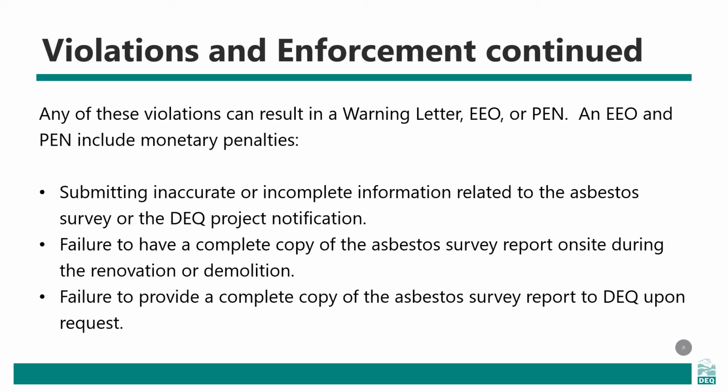Submitting inaccurate or incomplete information related to the asbestos survey or DEQ project notification is a violation. Failure to have a complete copy of the asbestos survey report on site during the renovation or demolition project is a violation. Failure to provide a complete copy of the asbestos survey report to DEQ upon request is a violation. Any of these violations can result in a warning letter, EEO, or pre-enforcement notice. The EEO and PEN will include monetary penalties.